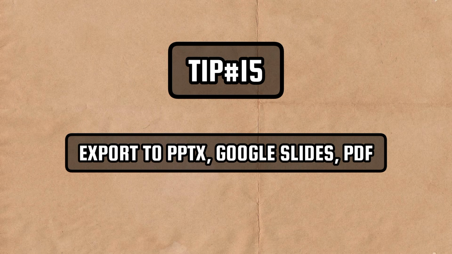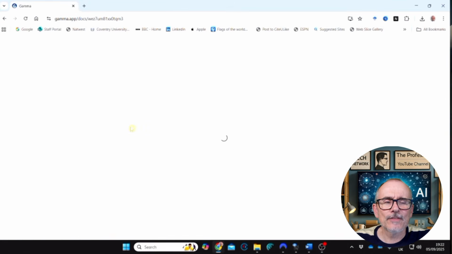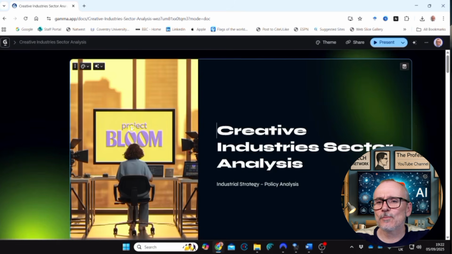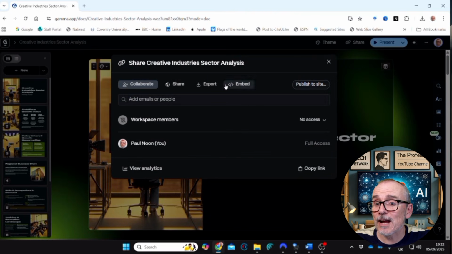Gamma, great for presenting. Okay, so we've seen how to make files. We've seen how to do documents, etc. How do we get them out? Let's open one of these and let's do some exporting. So you can share it with people. You can collaborate with people, so you can bring other workmates in, you can share it, you can export, and you can embed it.